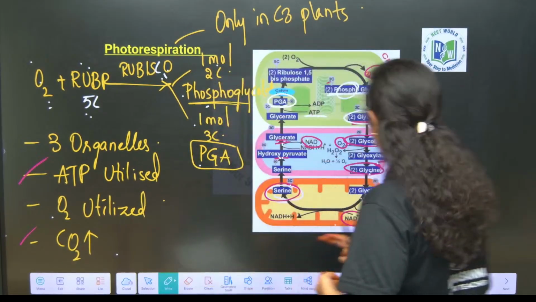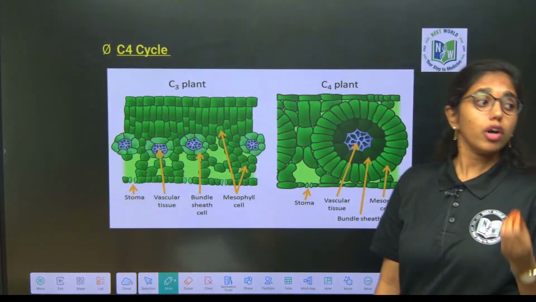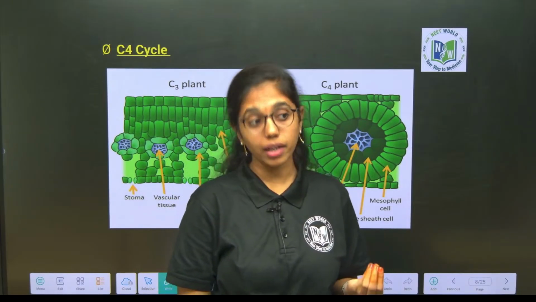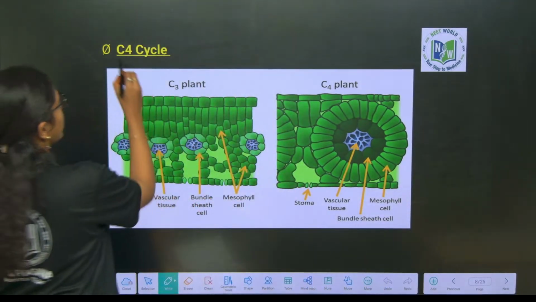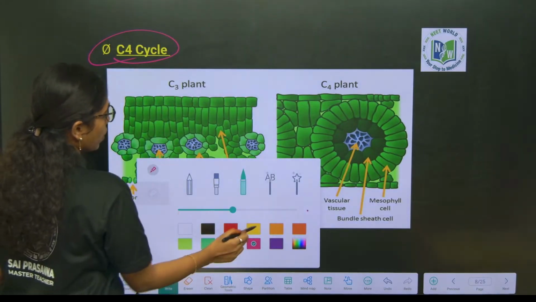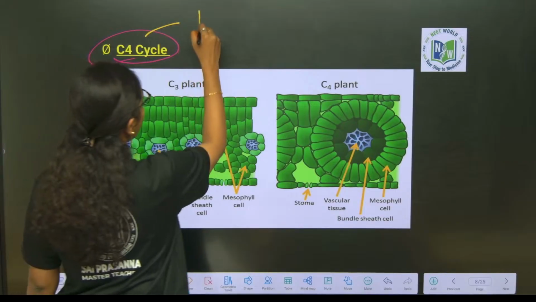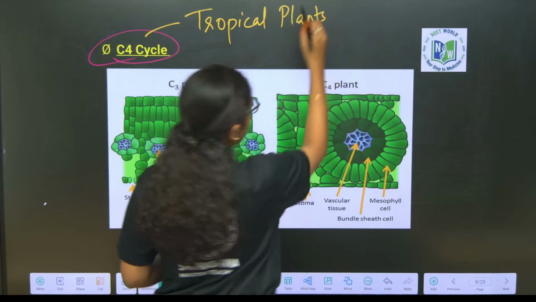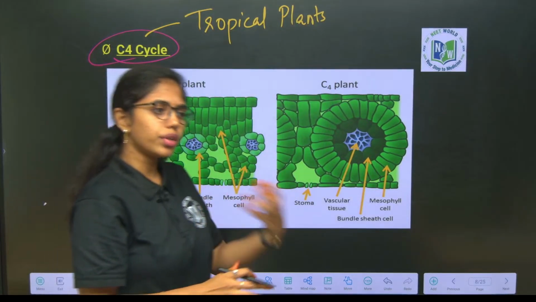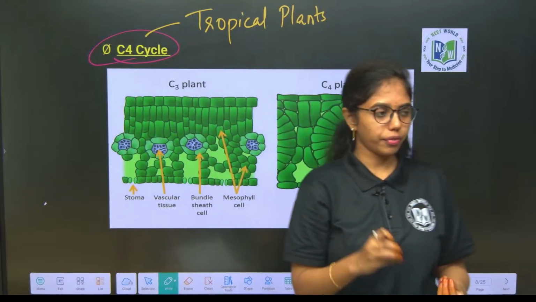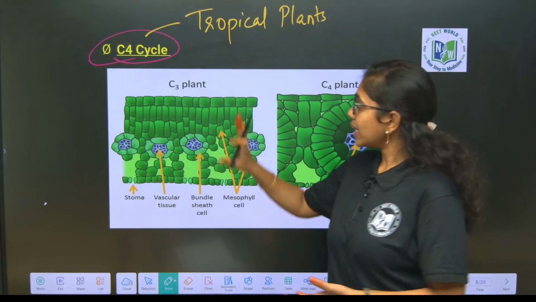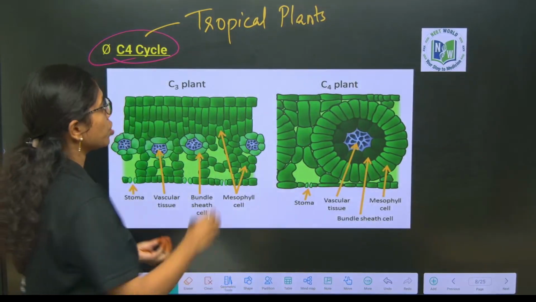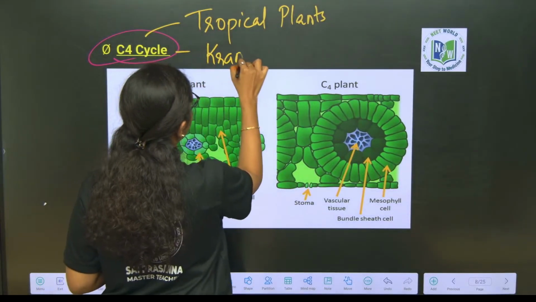Now let us look into the C4 cycle. Before going into the C4 cycle, you should have a clear idea of C4 plants and their anatomy. C4 cycle occurs in C4 plants or tropical plants. Tropical plants are those which grow in higher temperatures, around 30 to 35 or 40 degrees Celsius. In this range, they have one adaptation. That adaptation is called Kranz anatomy.